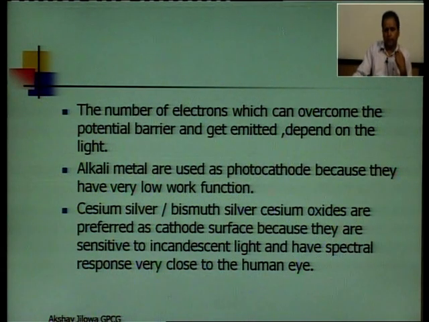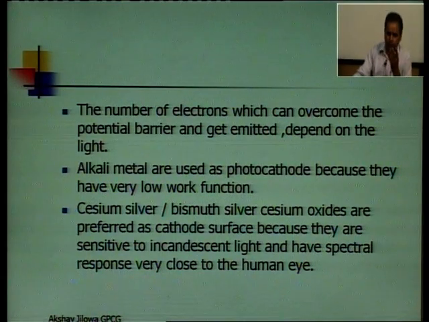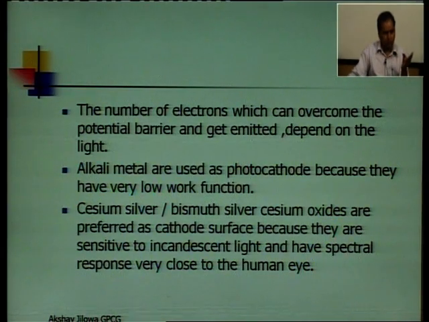Cesium silver or bismuth silver, cesium oxides are preferred as cathode surface because they are sensitive to incandescent light and have a spectral response very close to the human eye. So, the spectral response of these particular metals is very close to the human eye. That is why they are preferred, and they are more sensitive also.